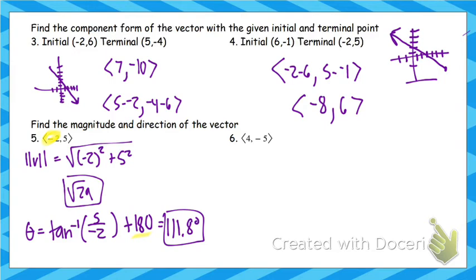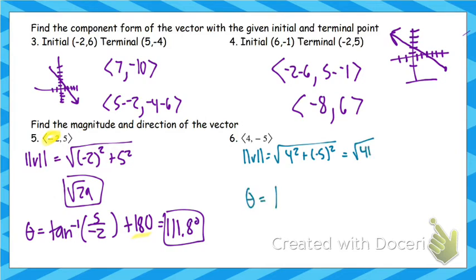All right, for the next one, again, magnitude, we're going to do the Pythagorean theorem. So 4 squared plus negative 5 squared, and we'll square root it. Again, make sure that negative 5 is in parentheses and the squared is outside it. So that is going to be the square root of 41.